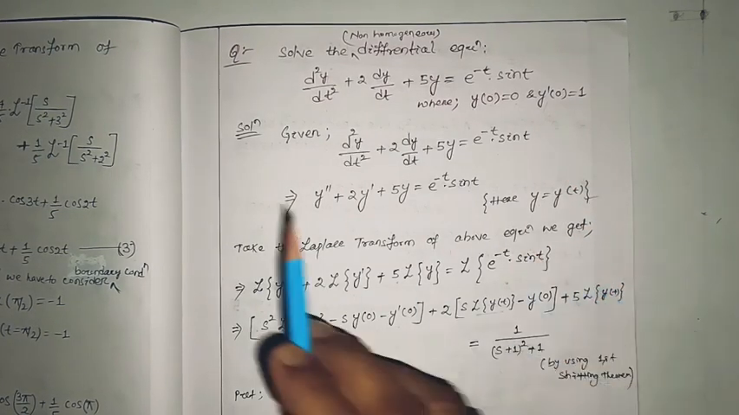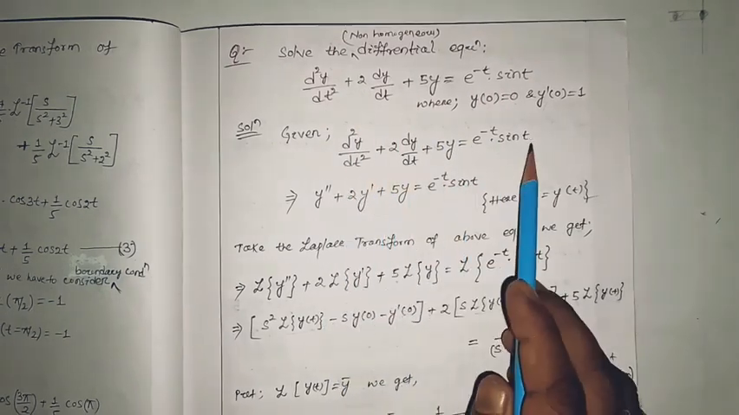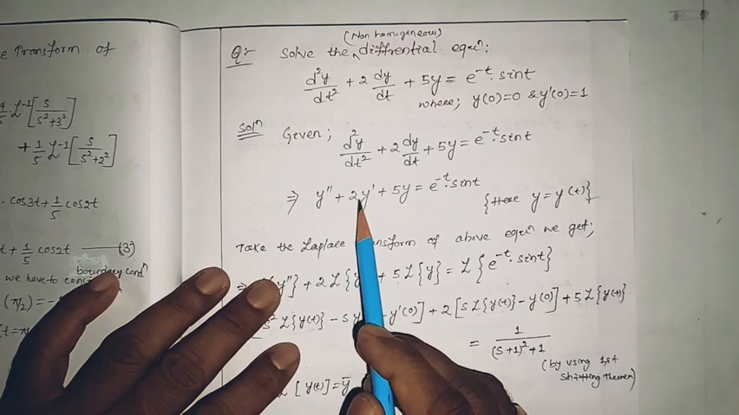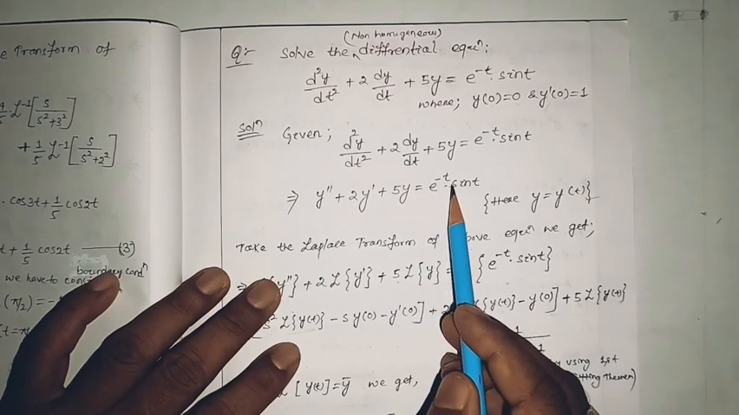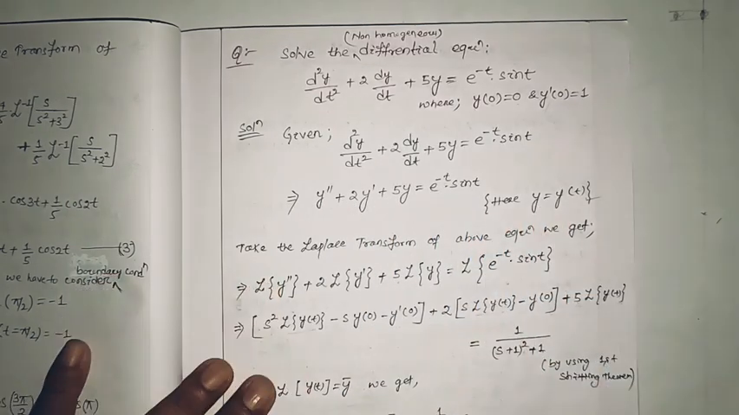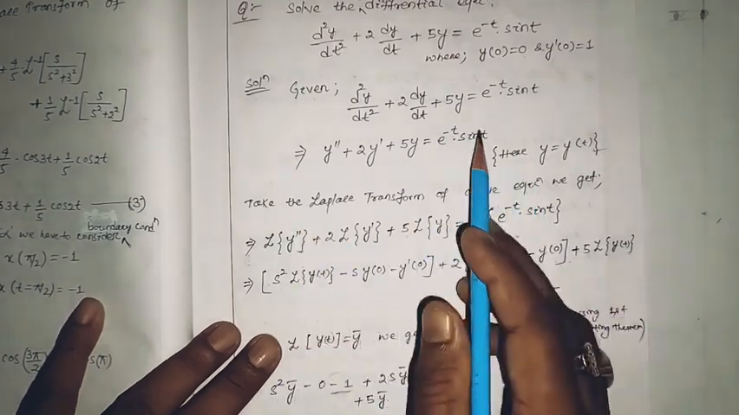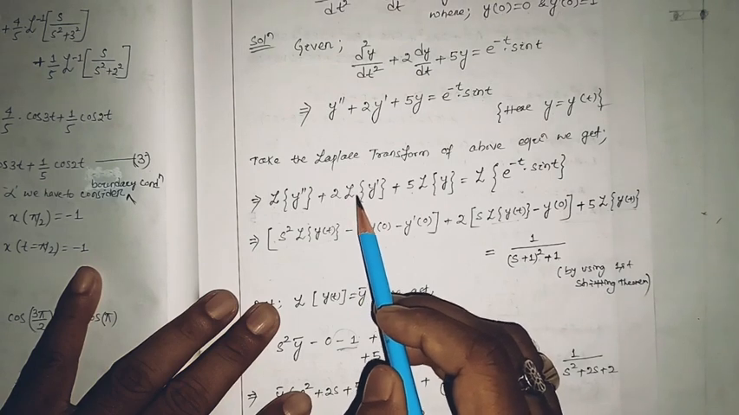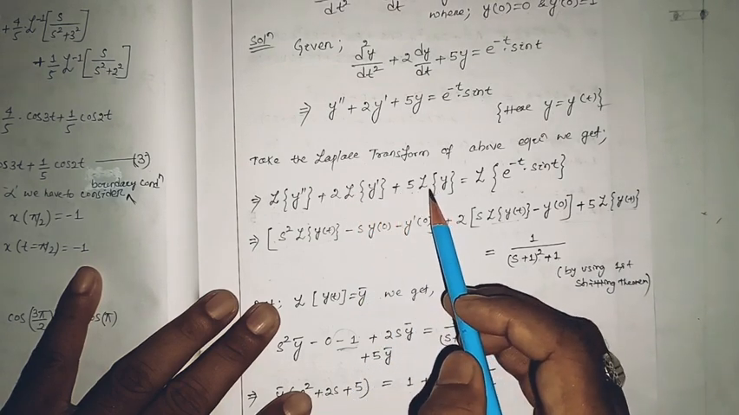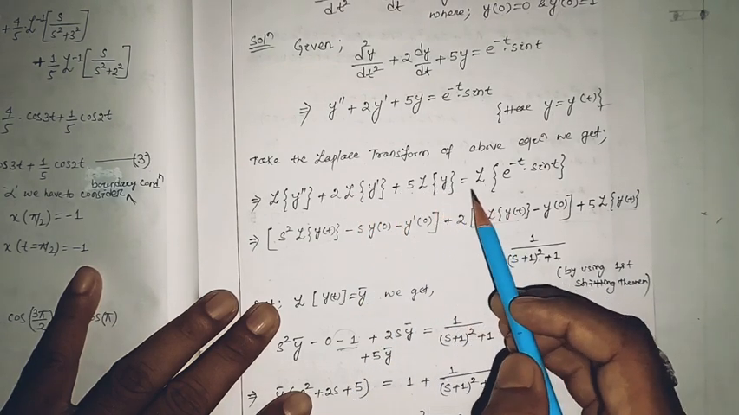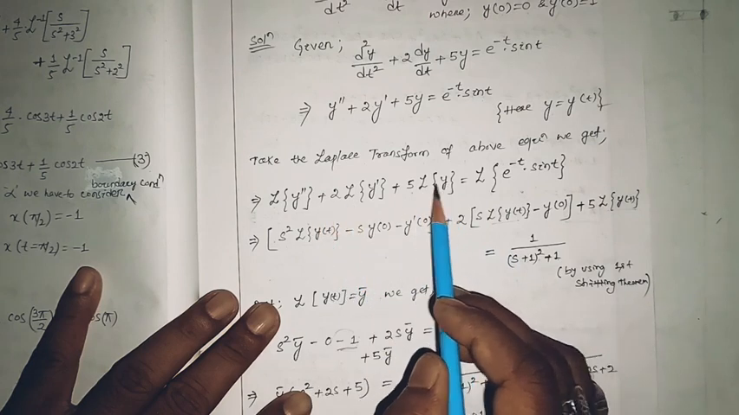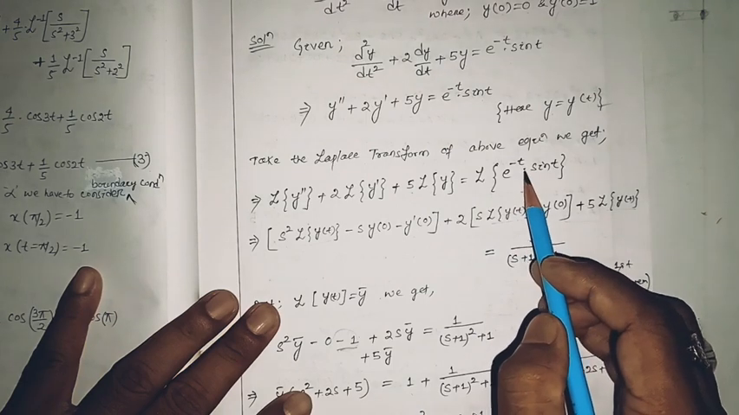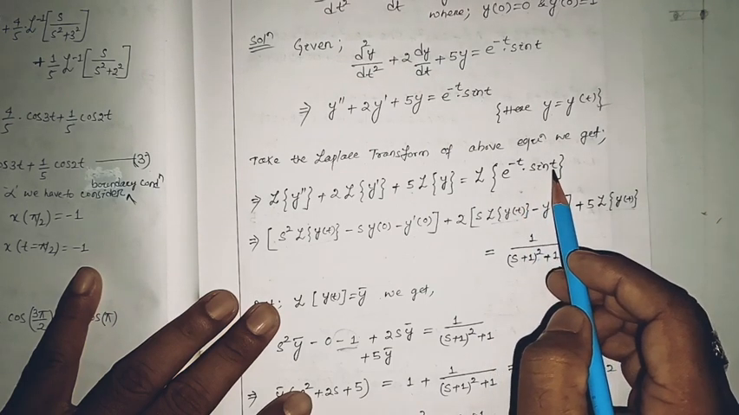Let's start to solve. The given equation can be written with the double derivative as y double dash plus 2 y dash plus 5 y equal to e to the minus t sin t. Here y is a function of t. Take the Laplace transform of the above equation. We get Laplace transform of y double dash plus 2 into Laplace transform of y dash plus 5 into Laplace transform of y equal to Laplace transform of e to the power minus t into sin t. Whatever y is written here is a function of t.